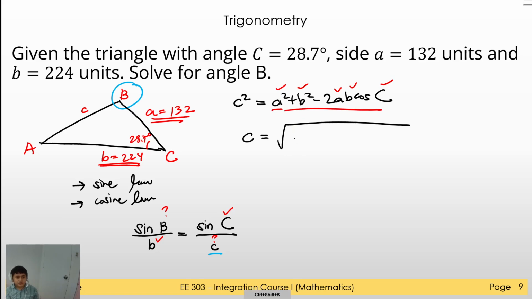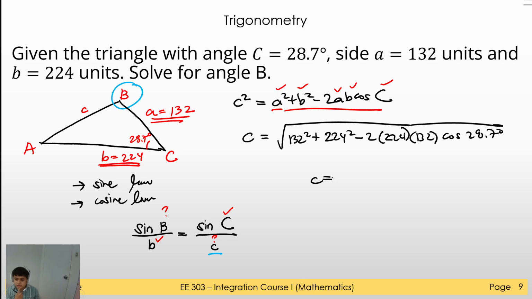So we have A squared, which is 132 squared, plus 224 squared minus 2 times 224 times 132 times cosine 28.7. I'll just write down the answer since I already calculated this. This will be 125.42. Since the unit is not specified, you can just write here units.